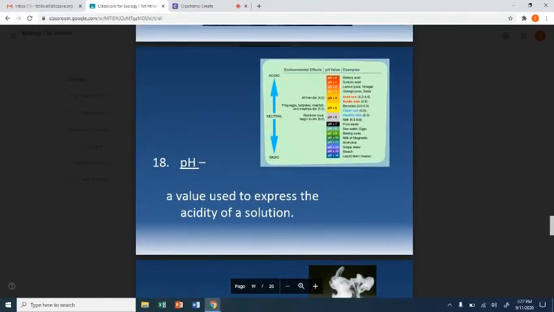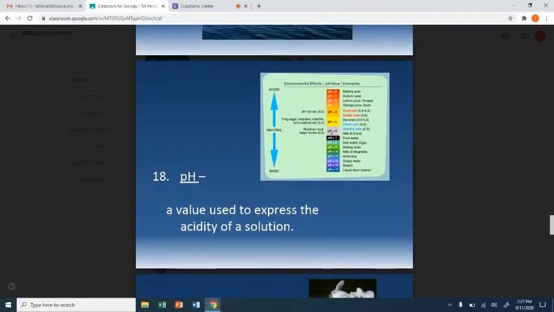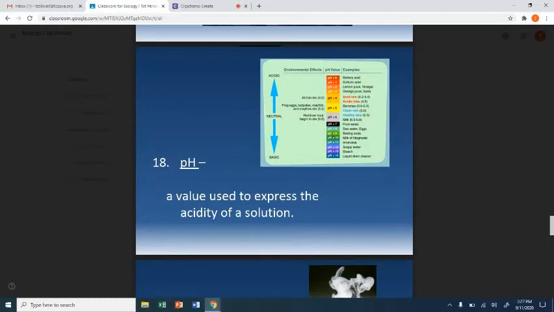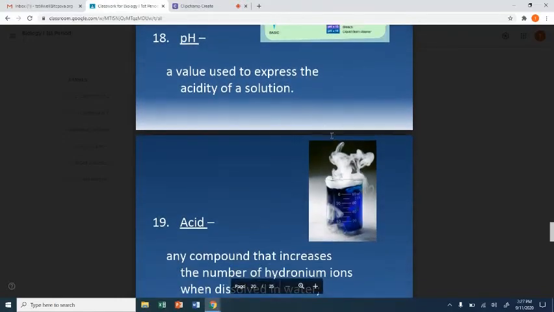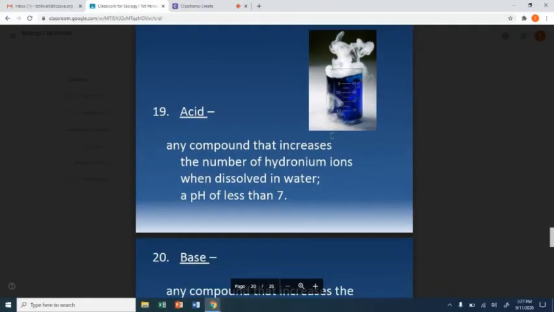pH is a value used to express the acidity of a solution. You've talked about pH since you were in elementary school, whether something is an acid or a base. Now we're going to make it a little bit more advanced. An acid is any compound that increases the number of hydronium ions when dissolved in water. So when we're talking about pH, we're talking about how something reacts with water.